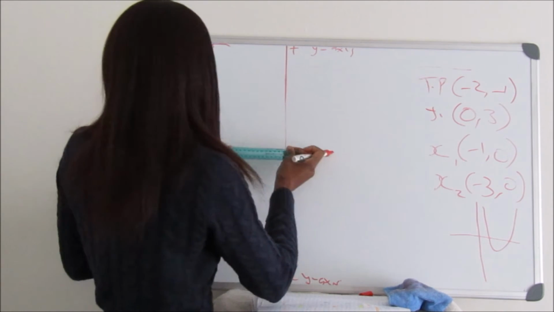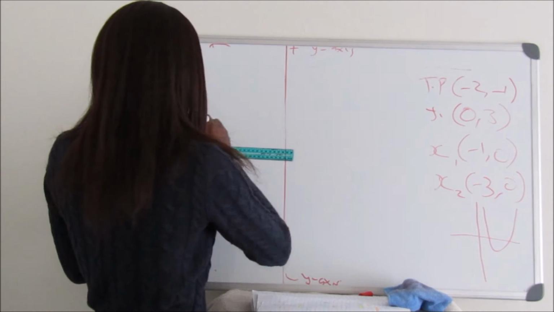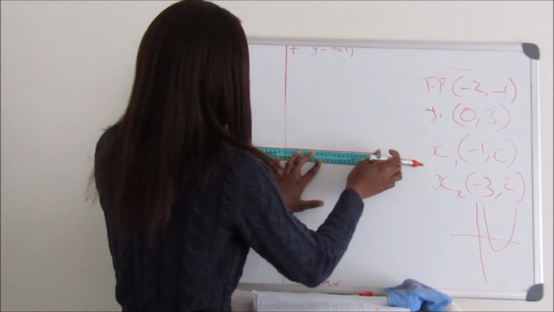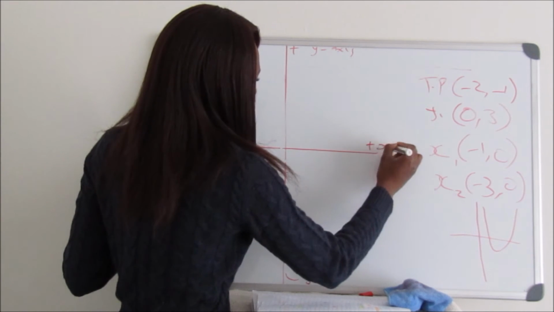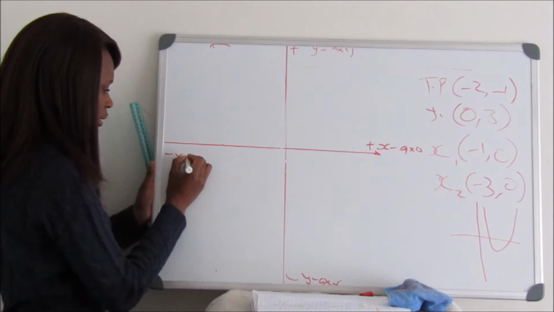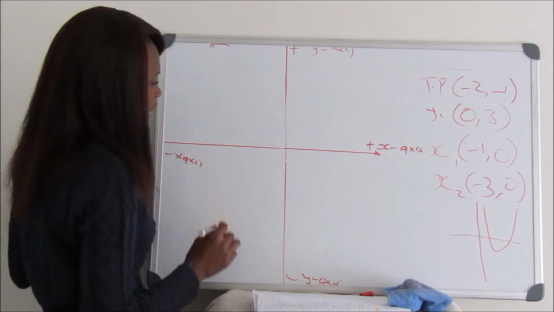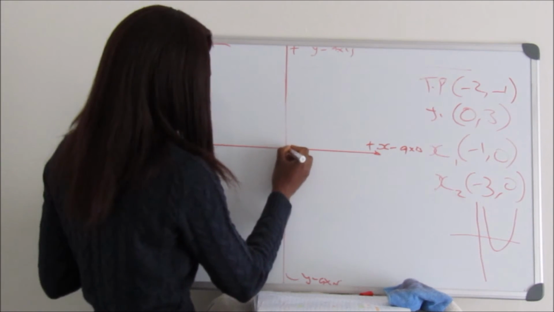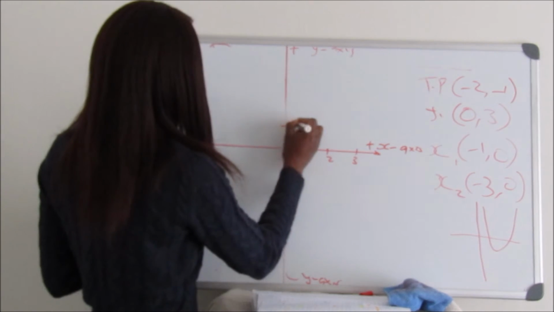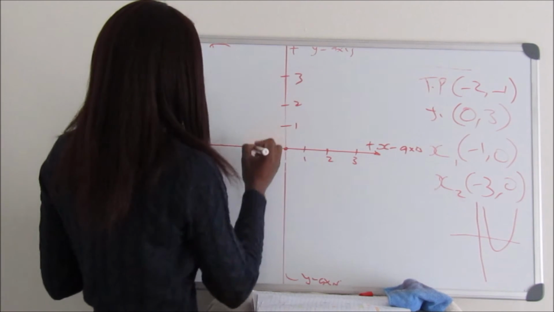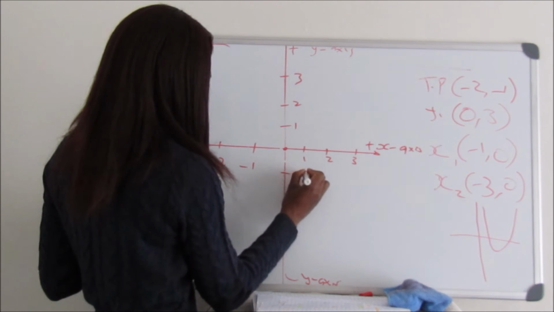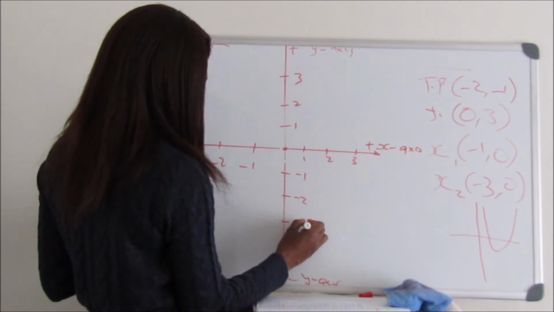From here then we can draw our x-axis, which is this one. This is our positive x-axis. This is our negative x-axis. Alright, from the points that we have, this is our origin, which is (0, 0). We have 1, 2, 3 there. Then we'll have 1, 2, and 3 there, which are negative, negative 2, negative 3.